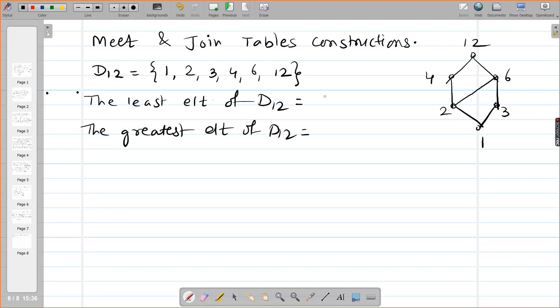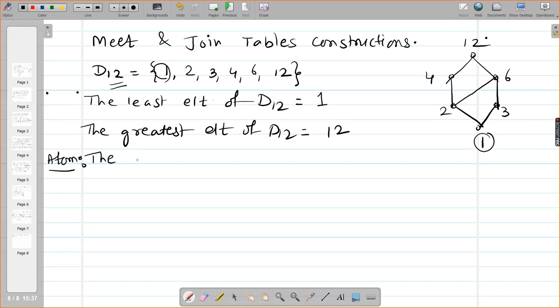What is the least element here? The element whom no element precedes, or the element which precedes every other element. Which one is it? The element 1. Yes, 1. Always remember, this bottom element is the least element. When you talk about Dn, it will always be 1. And the greatest element will be 12.